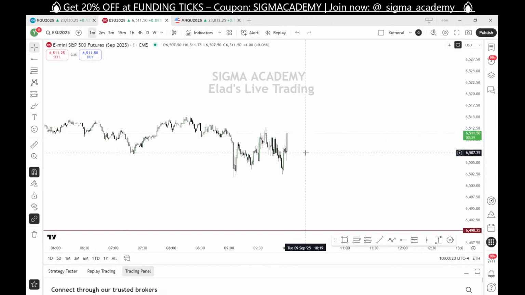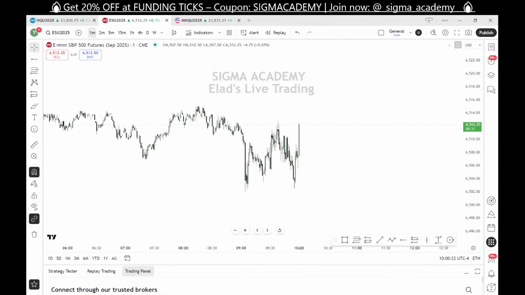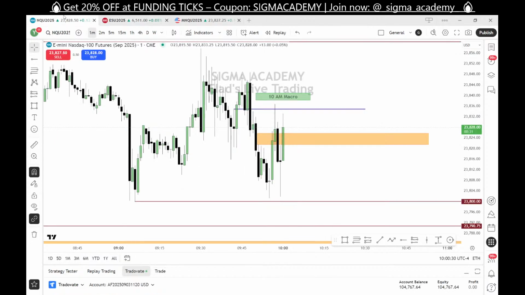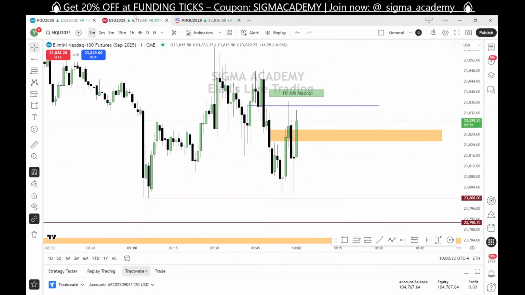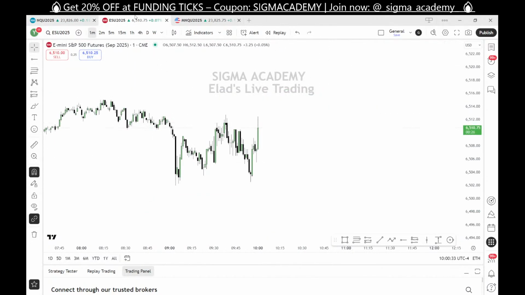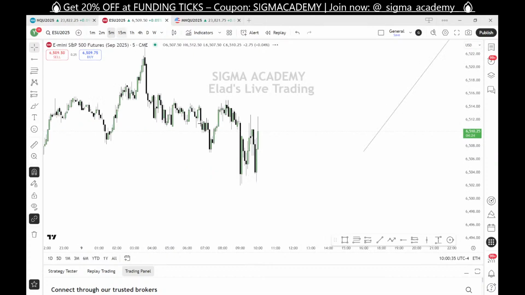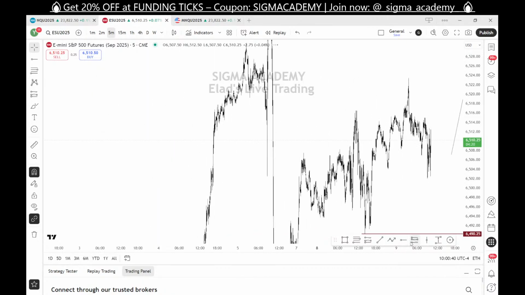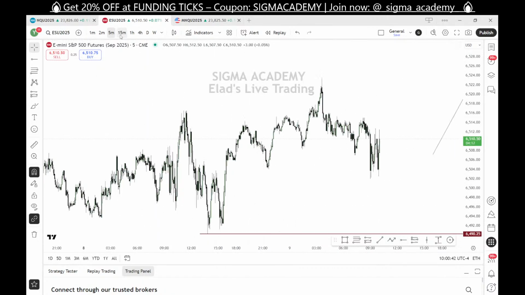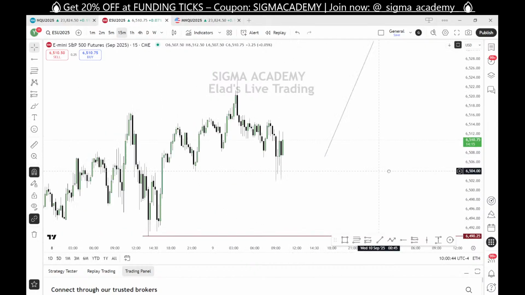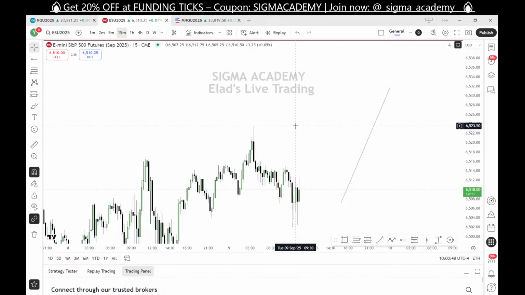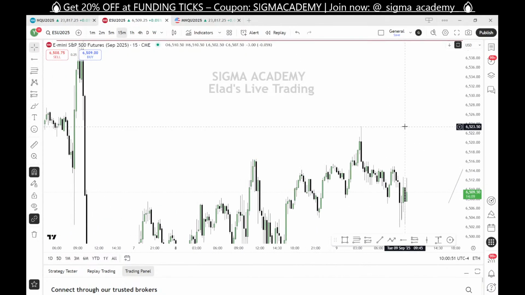Oh, the ES is much stronger. MSS, fair value gap, down candle, support price, bam. Maybe. Do we have any objective on the ES? I want to see it on the 15. On the 15 we tapped into a fair value gap. Maybe this high will be the next target.